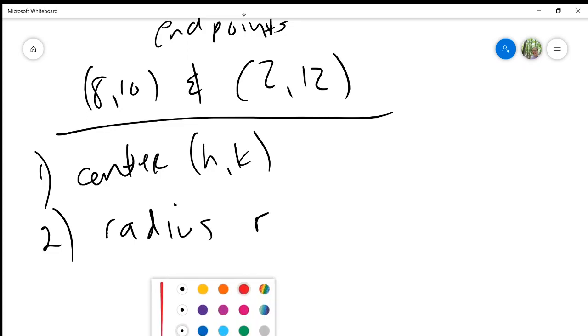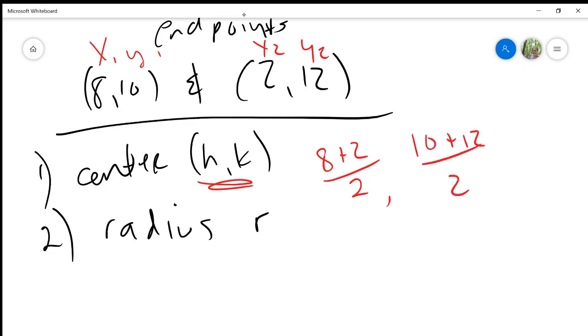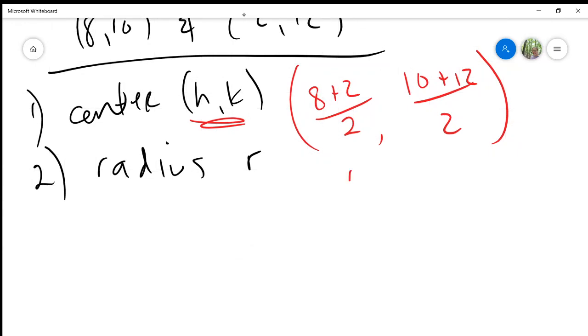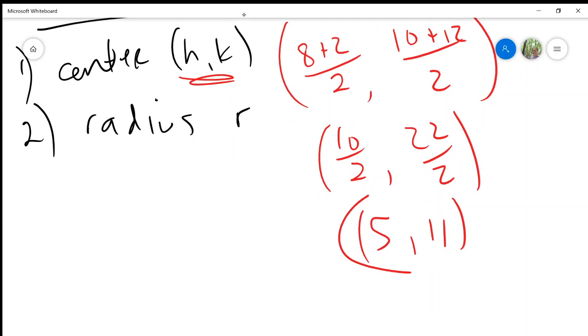And so I'm going to go ahead and label these x1, y1, x2, y2. And to find the center, I need to use the midpoint formula. And so I'm going to take my x values, which are 8 plus 2. I'm going to add them up and divide by 2. And then I'm going to take my y values, which are 10 and 12, add them up and divide by 2. Well, 8 plus 2 is 10. It's still over 2. 10 plus 12 is 22. Still over 2. That's going to give me 5, 11. Let's see, make sure this is right. So this is my center, 5, 11.